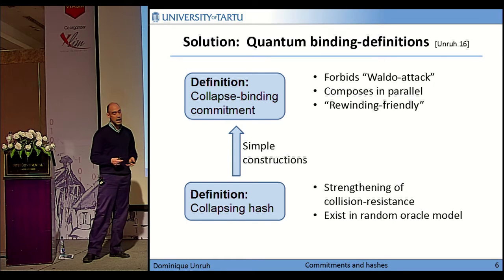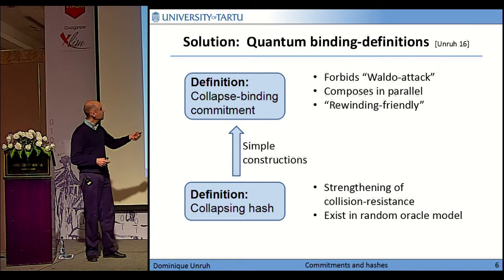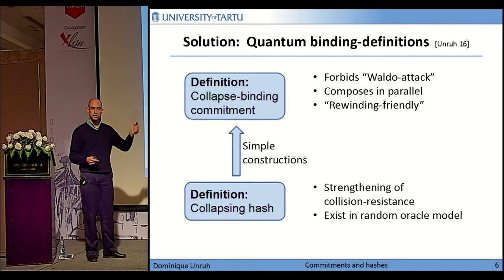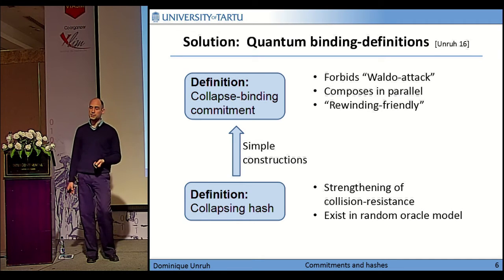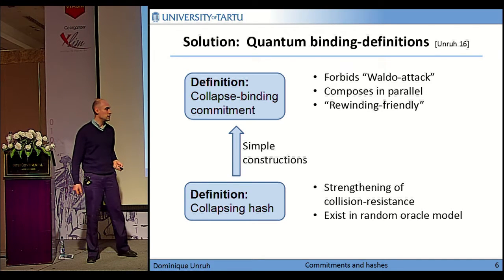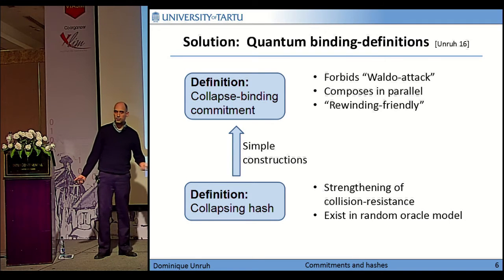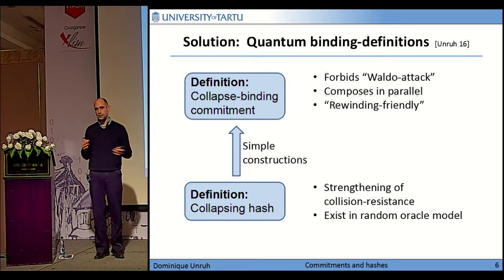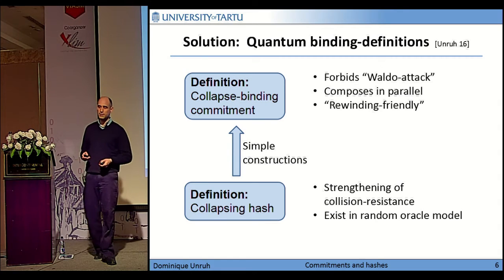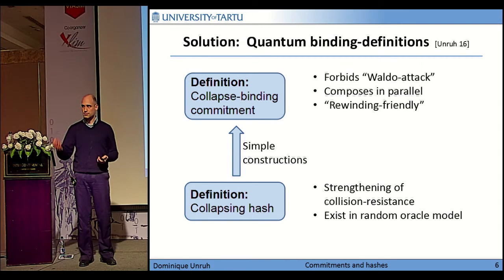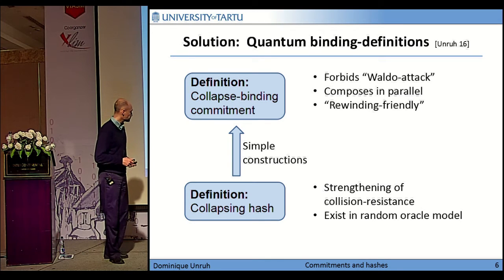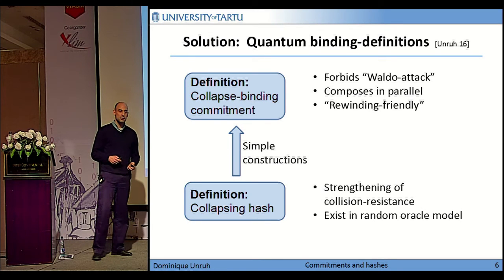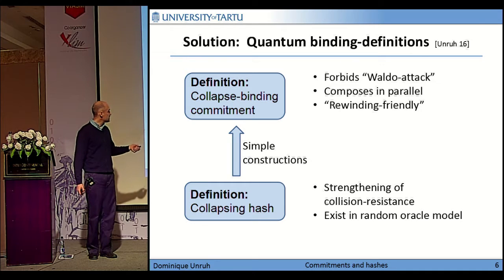I will not show you that definition for time reasons, but let me tell you that it does imply that you cannot cheat in this example that I showed you. It is nice because it composes in parallel, and it is rewinding friendly. So even in proofs that use rewinding, which are particularly tricky in the quantum setting, like when you use, for example, zero-knowledge proofs and so on, these commitments behave nicely. But the question is then, do they exist? Well, that was the second contribution.